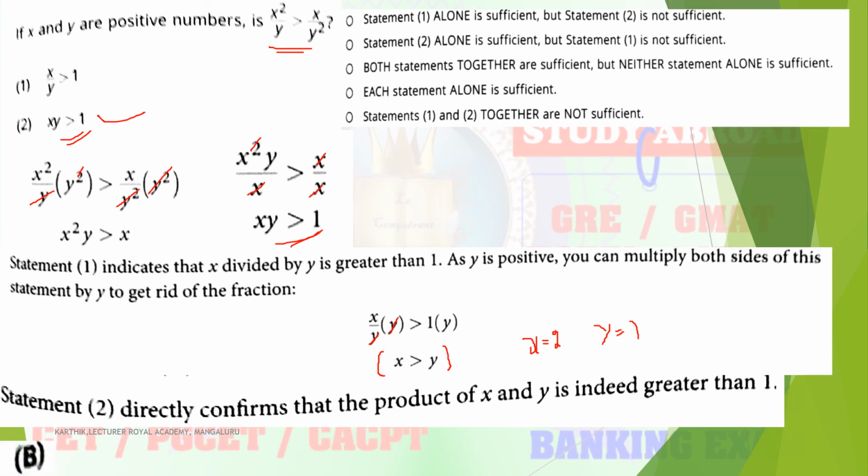So answer B is correct. I hope all of you understood why it is not possible. Why? Because you can choose x is equal to 3, y is equal to 2, or x is equal to 4, y is equal to 3. But the x value should be greater than y, and you can't tell whether the answer is yes or no.